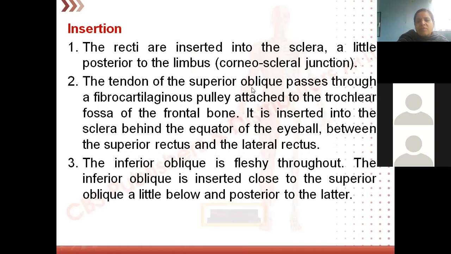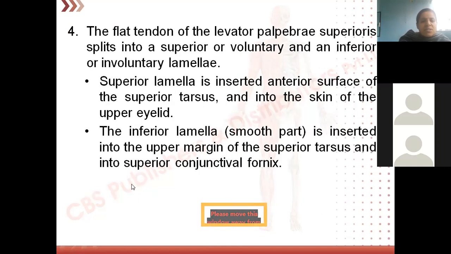So the tendon of superior oblique is passing through that green area, the fibrocartilaginous pulley, which is attached to the frontal bone. It is inserted into the sclera behind the equator. Equator is the central part of the eyeball between superior rectus and lateral rectus. Inferior oblique is fleshy throughout. It is inserted close to superior oblique, a little below superior oblique.